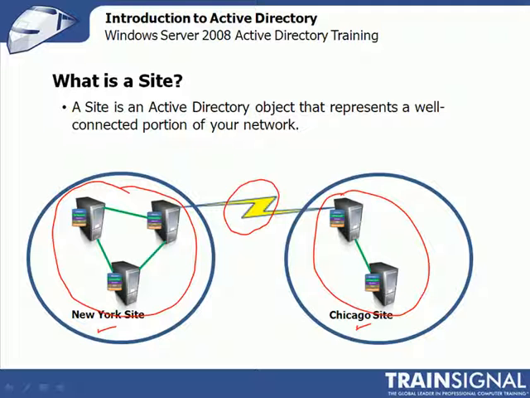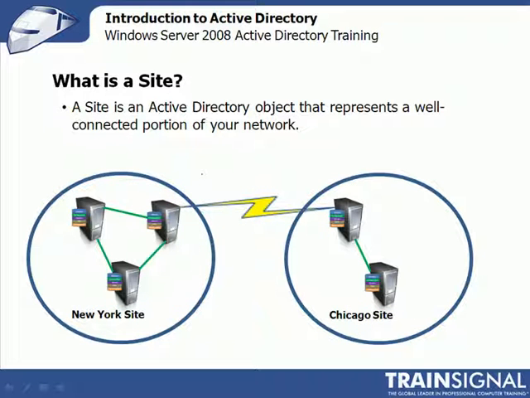But between the two sites, what we're going to do is designate a specific domain controller from each site who is going to communicate with the domain controller from the other site and replicate information on a controlled basis. We can control what time and how often that information is replicated.